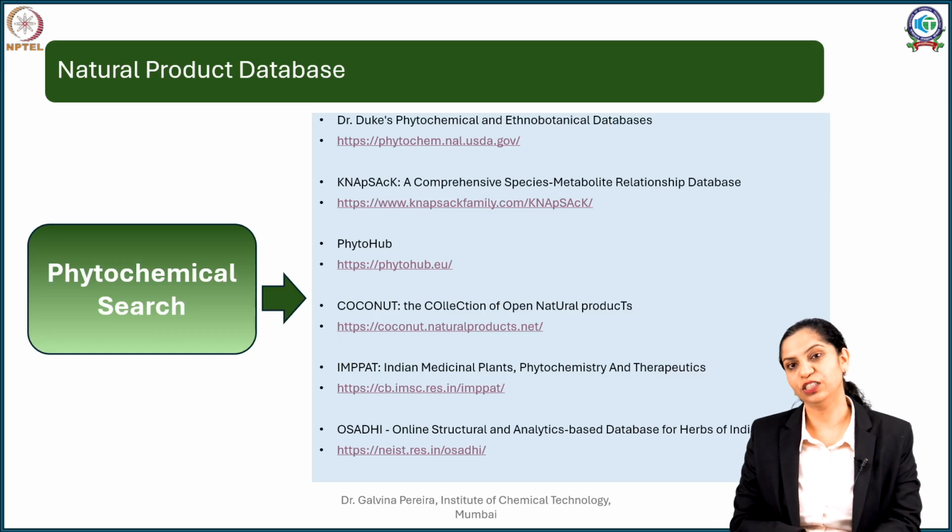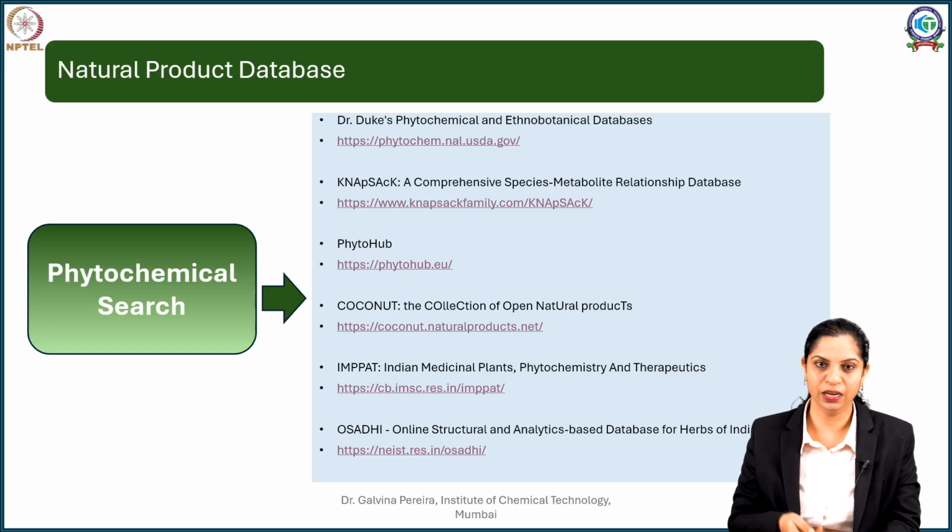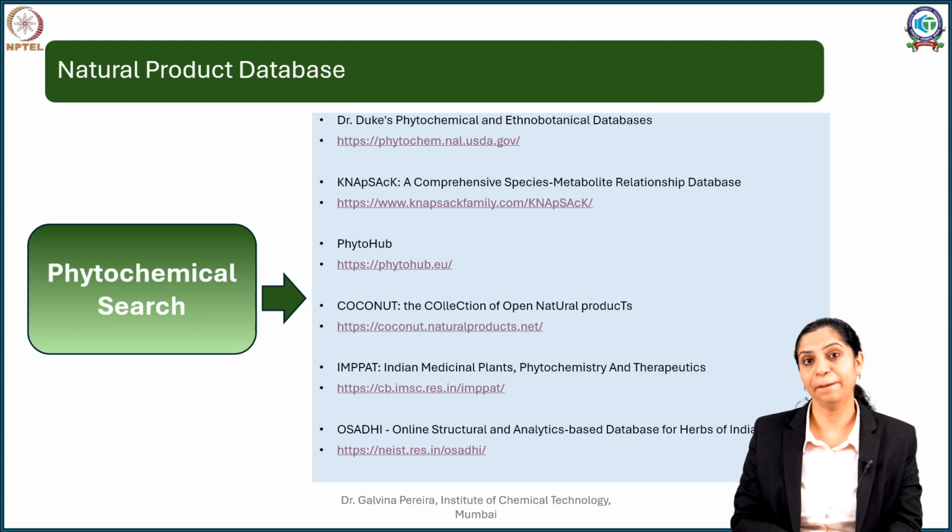So what are these software? We will see a few, which include Dr. Duke's Phytochemical and Ethnobotanical Database, and KNApSAcK, a comprehensive species-metabolite relationship database. Then you have PhytoHub, which pertains more to food, but many of the plants that we are already using are being used in food, so that will also help us find some important plants. Then you have the COCONUT database. It has nothing to do with coconut; it's an abbreviated form, the Collection of Open Natural Products. Then again you have IMPPAT.